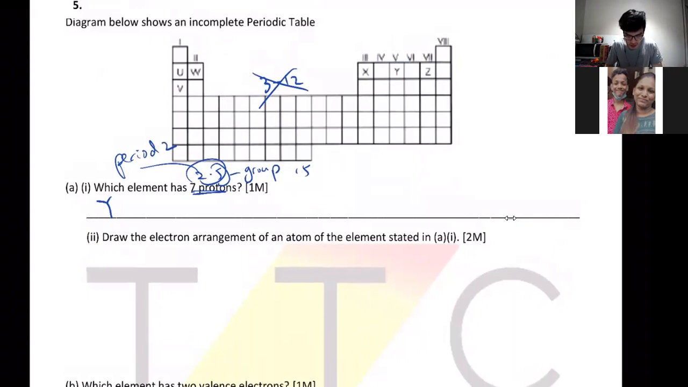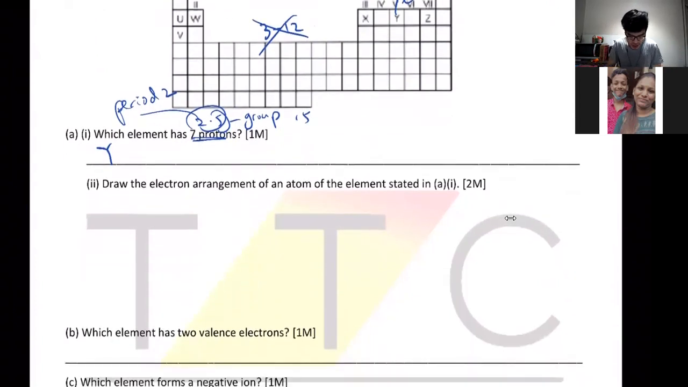When I know this is group 15, I know this is a non-metal. I know this element needs another 3 electrons to be stable. So this Y will turn into Y3 minus, because this Y will take 3 electrons to make the shell full. You see, proton number tells us everything. That's why proton number is very important. It's the ID number, like the IC number, of the element.